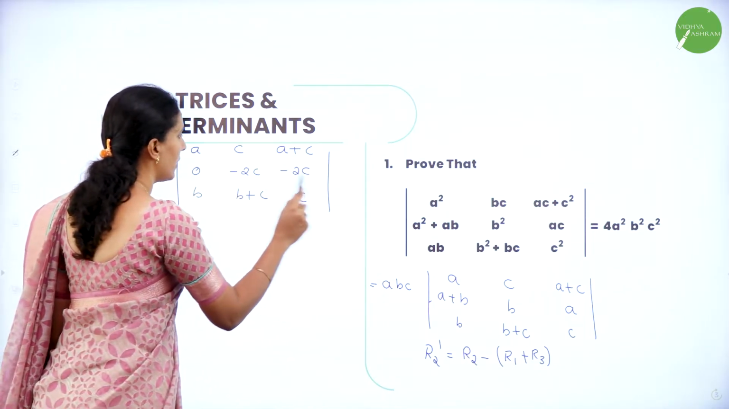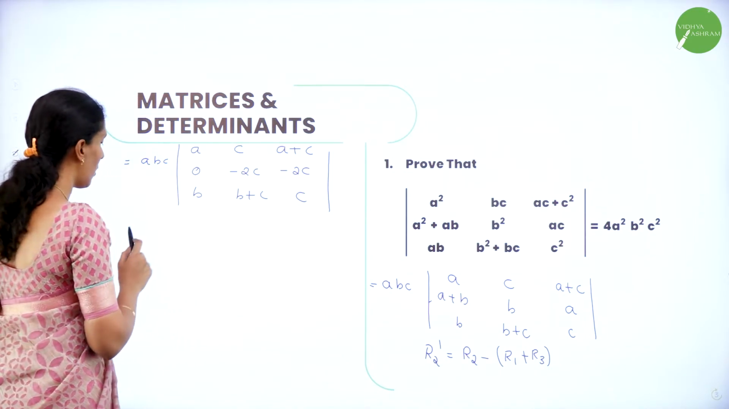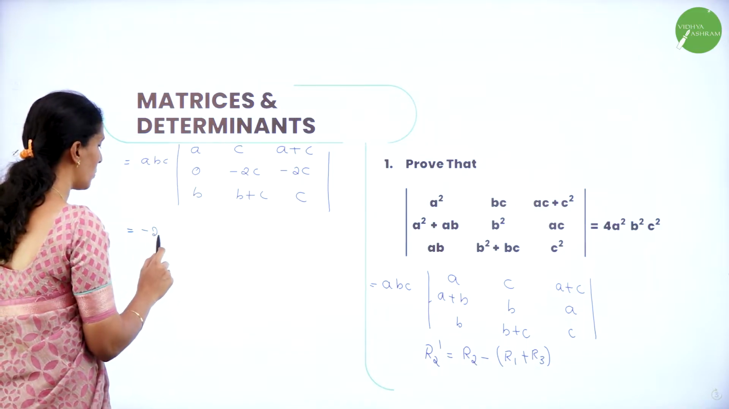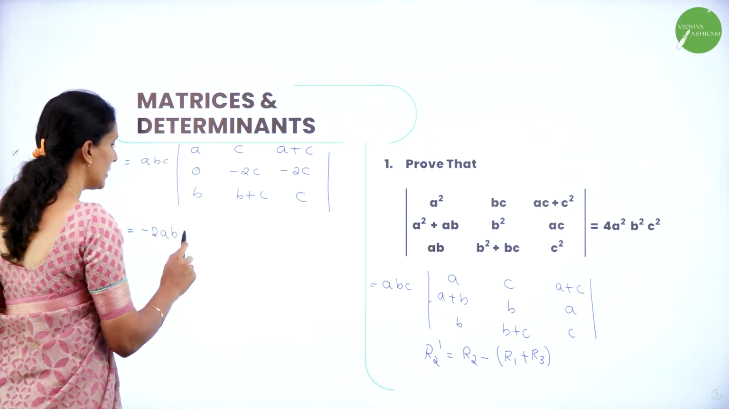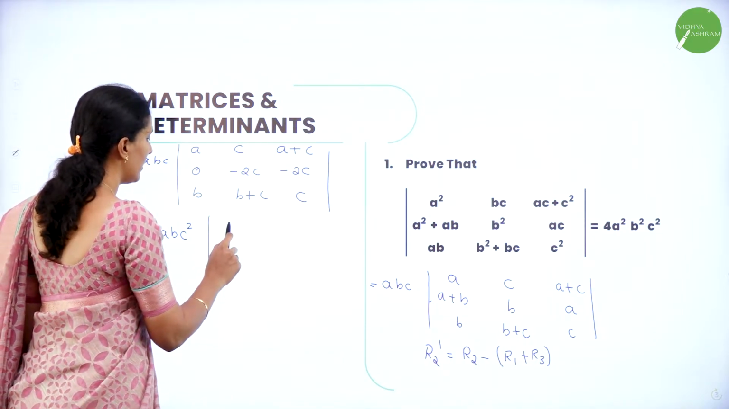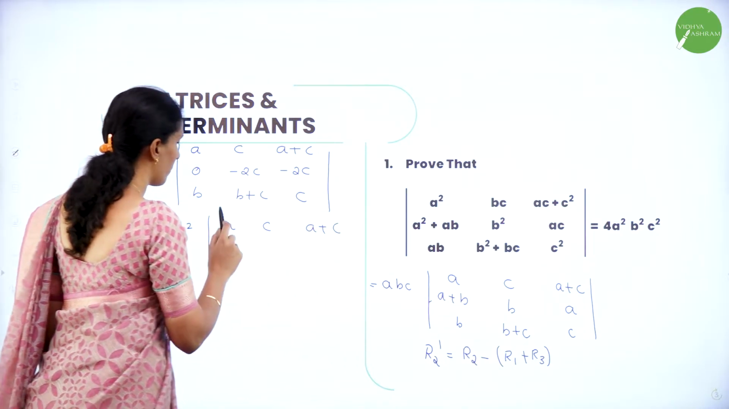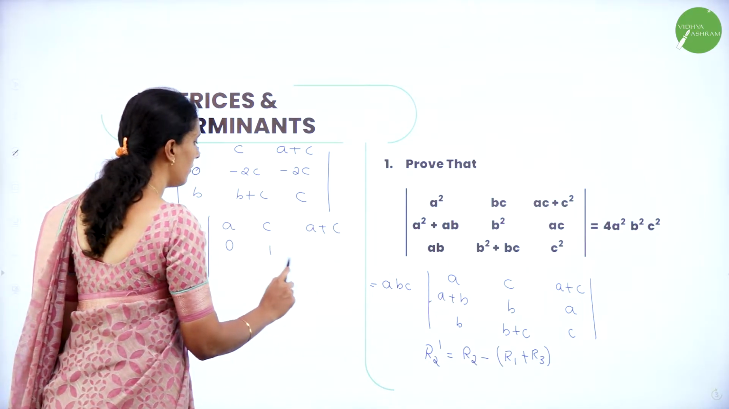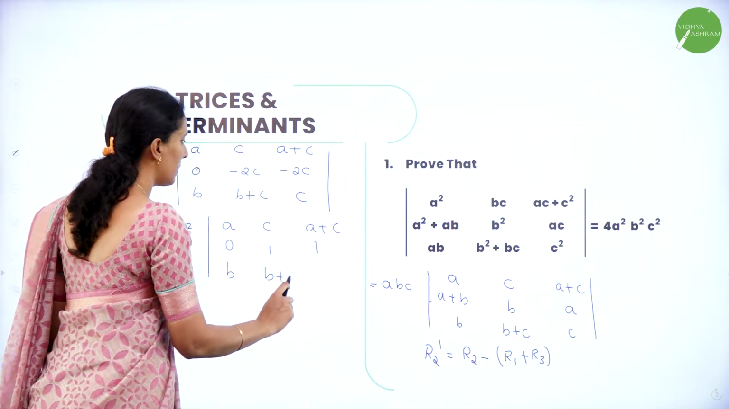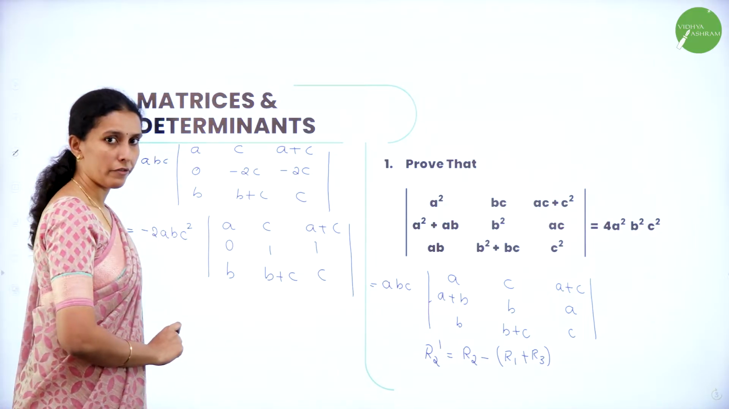Now look at the second row here. You have minus 2c as a common factor. Take it outside. So if you take minus 2c outside, it becomes minus 2abc square. So here then a, c, a plus c; 0, 1, 1; and b, b plus c, c. So this is the new determinant we have got.